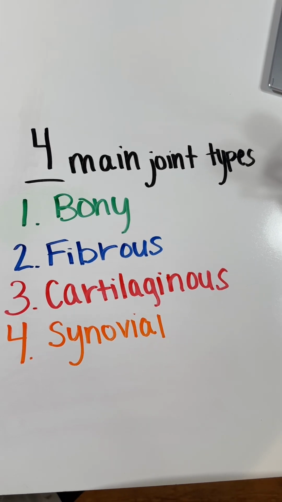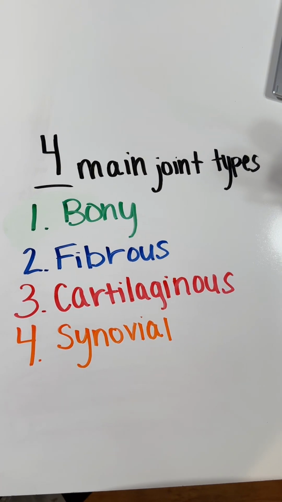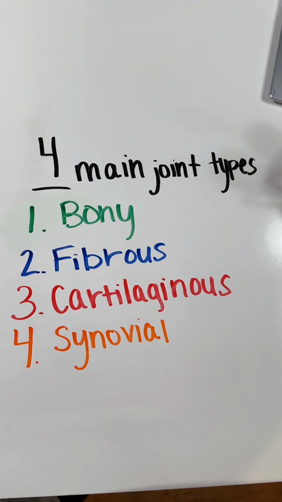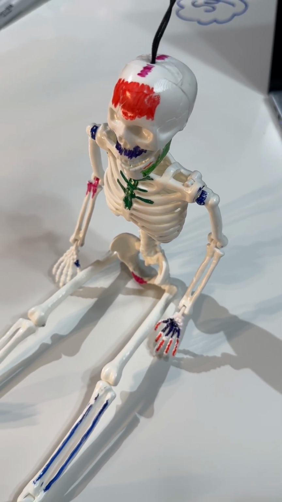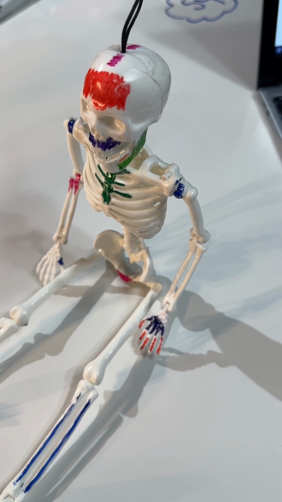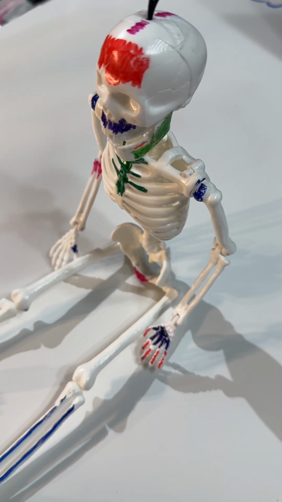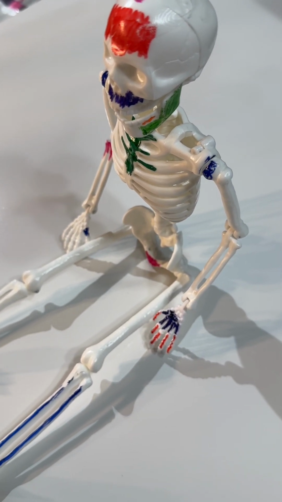I am going to be describing the four main joint types: 1 bony, 2 fibrous, 3 cartilaginous, and 4 synovial. Alrighty, so I am going to be using the skeleton to help describe all the joints, so just bear with me here. I will be describing bony joints first. That occurs when two bones fuse and become one bone.